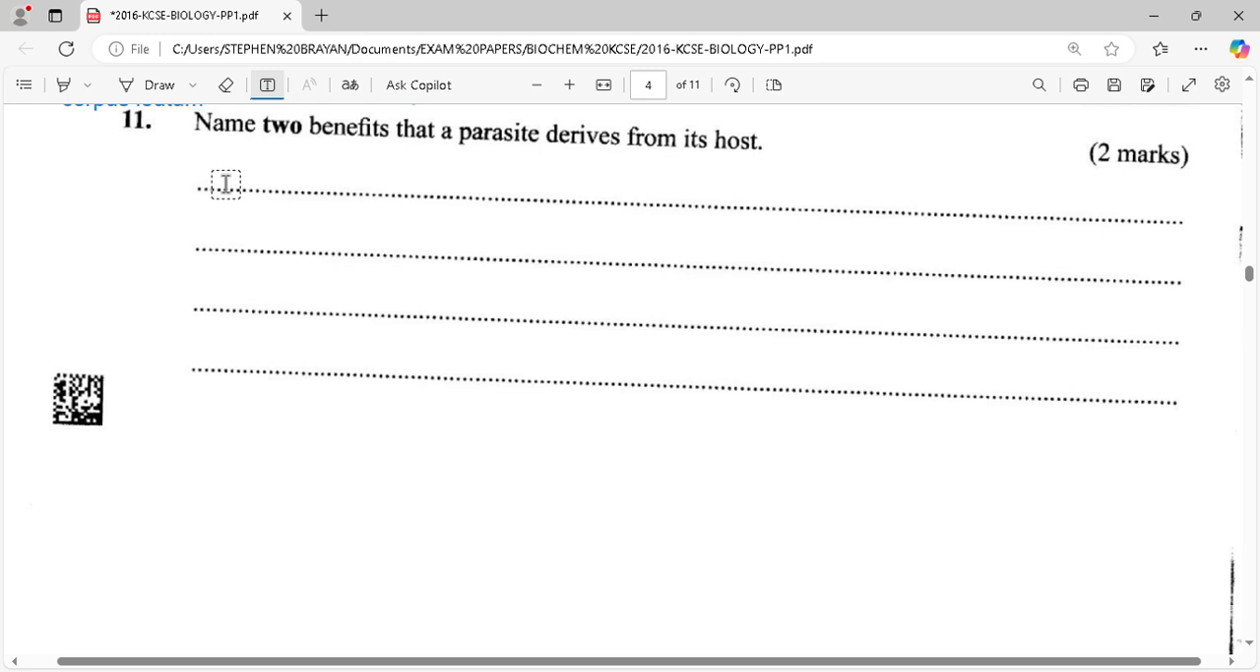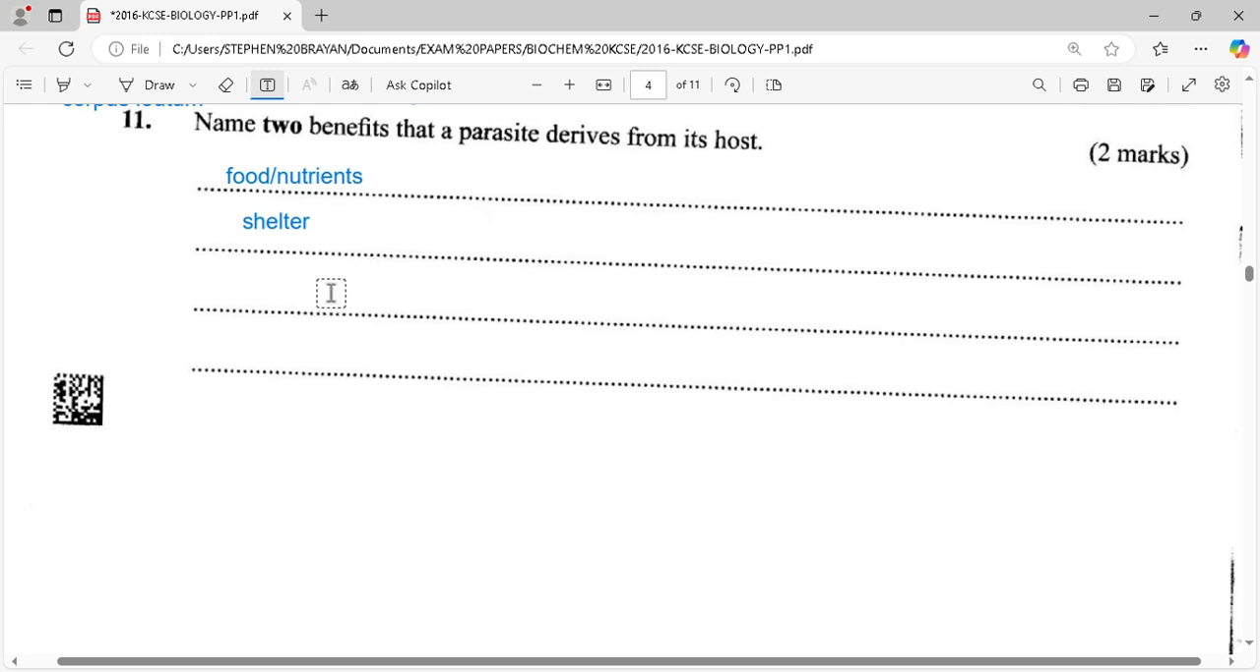So just as I was saying, there are two things that a parasite can benefit from a host. Remember, a parasite is like a tick and a host is the cow. The relationship between a tick and a cow is called the parasitic mode of nutrition. Number one is food, which you can also call nutrients. The second thing a parasite can benefit from a host is shelter. So a tick obtains both food and nutrients from the host.